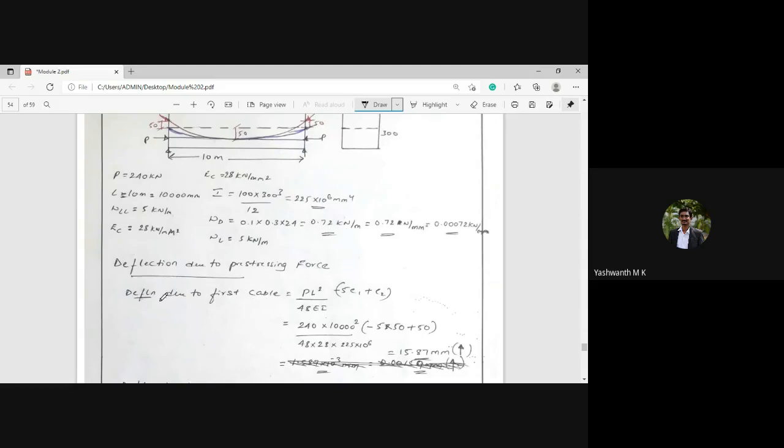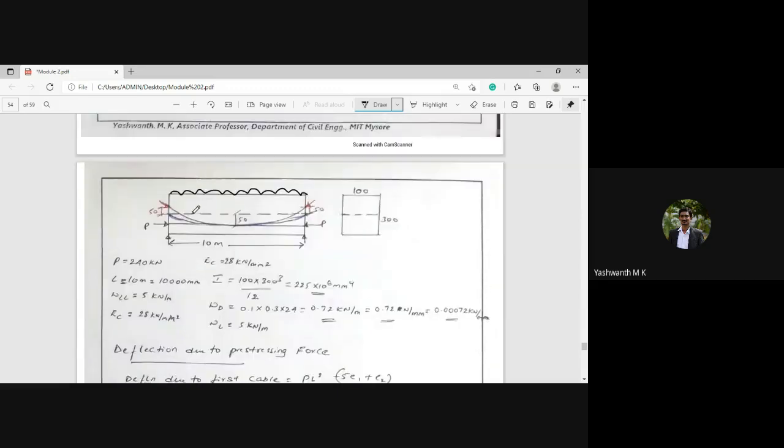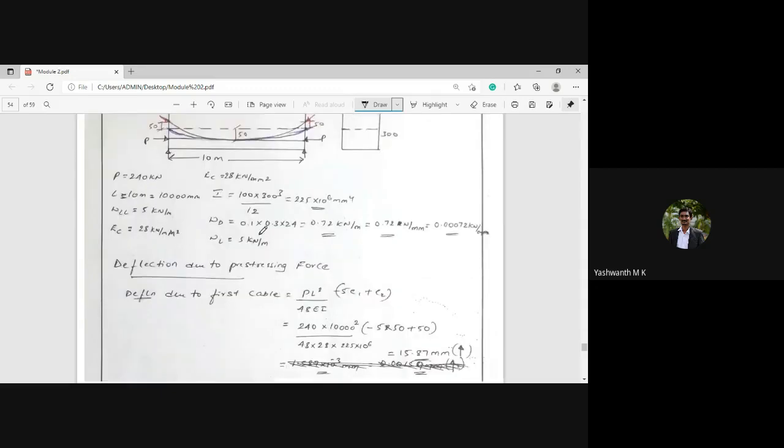Coming to the first one, that is deflection due to the first cable. Since it is parabolic with eccentric anchors, the formula we know is PL square by 48 EI into minus 5 E1 plus E2. So this will be the formula. Let us substitute carefully.